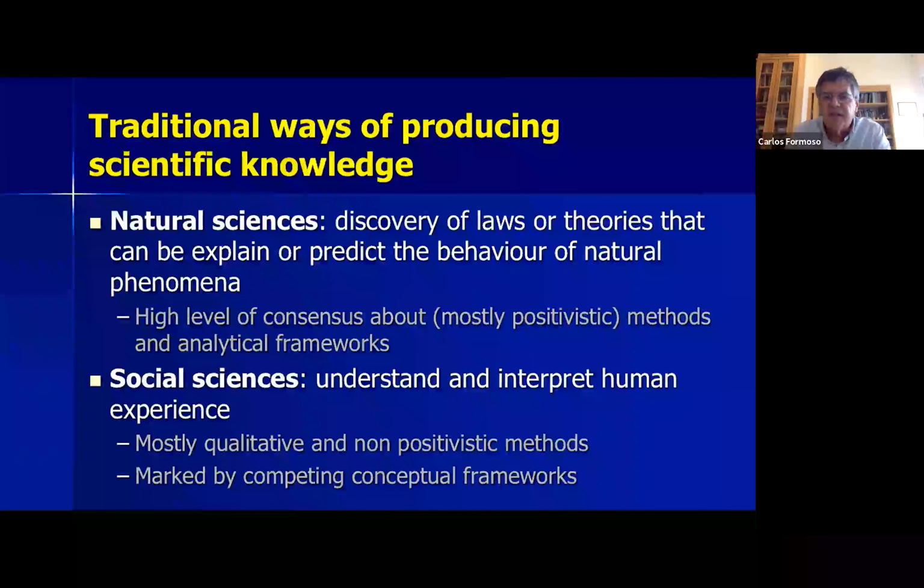By contrast, in social sciences, research methods are mostly qualitative, non-positivistic, and there are many competing conceptual frameworks. So there are very different ways to develop research in social sciences. Although these are two very different categories of sciences, they have something in common.